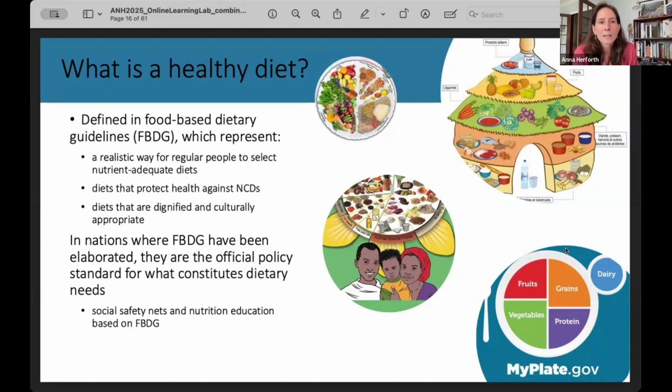They focus on being realistic for regular people to be able to consume diets that both protect health against non-communicable disease, but also meet nutrient needs in general, both in terms of macronutrients, carbohydrate, fat, and protein, and micronutrients, the vitamins and minerals, and to do so in a way that is dignified and culturally appropriate. So in nations where these guidelines have been elaborated, they do constitute the official policy standard of dietary needs, and they're often used as the basis of social safety nets and nutrition education programs.